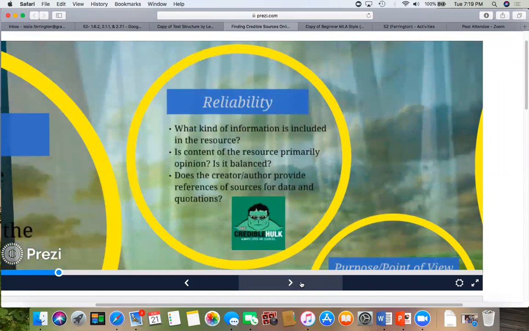The next thing is reliability. So what kind of information is included in your resource? Is it reliable? Is it primary sources? Is it balanced? Is it really biased? Just like, are there actual sources from an expert in the data that you're using?